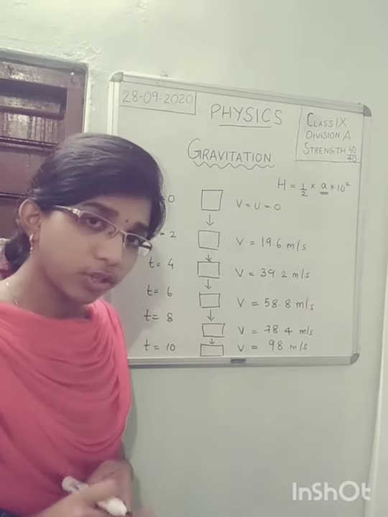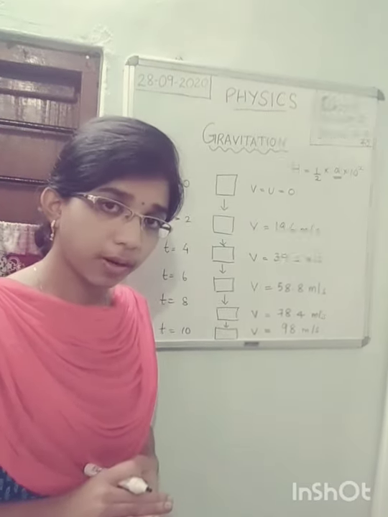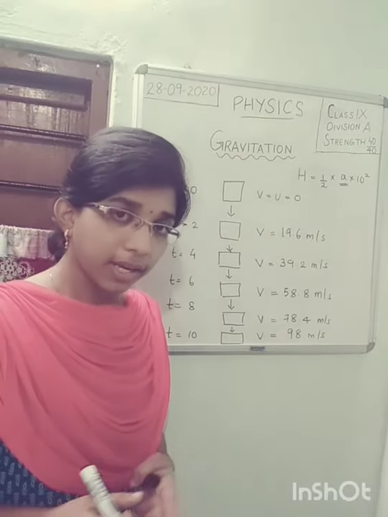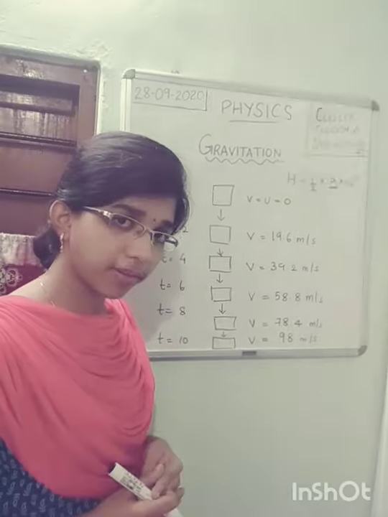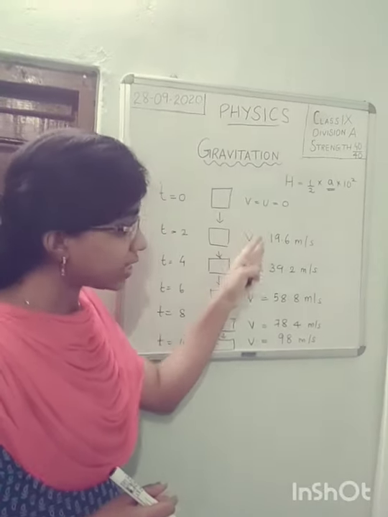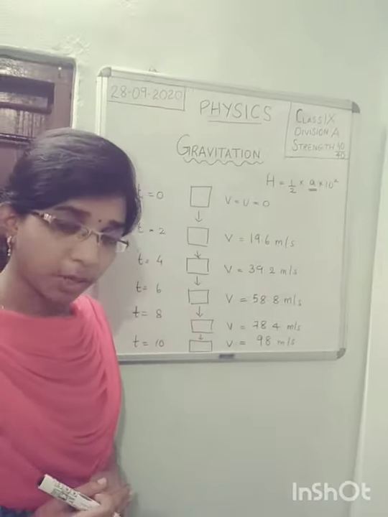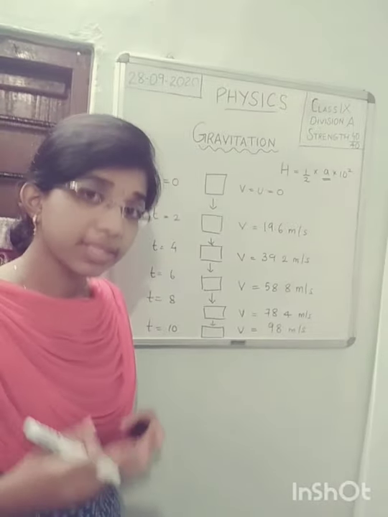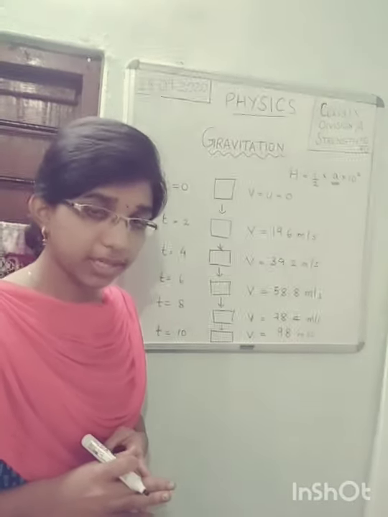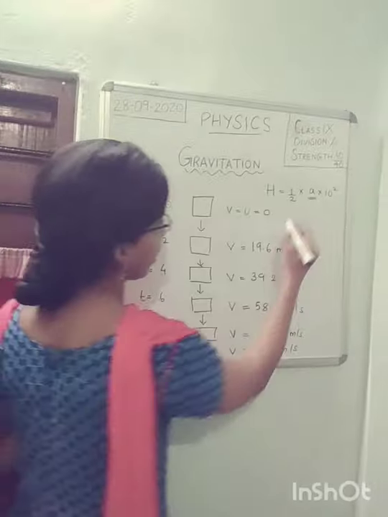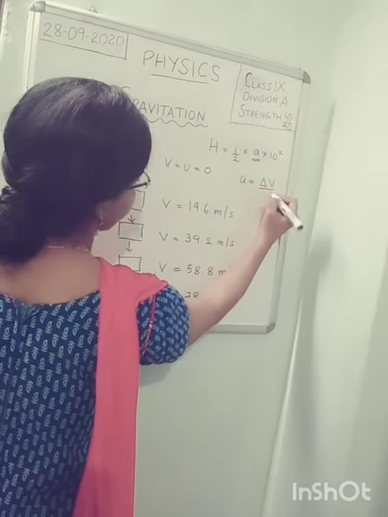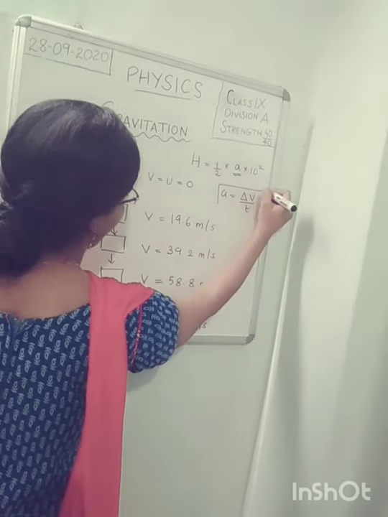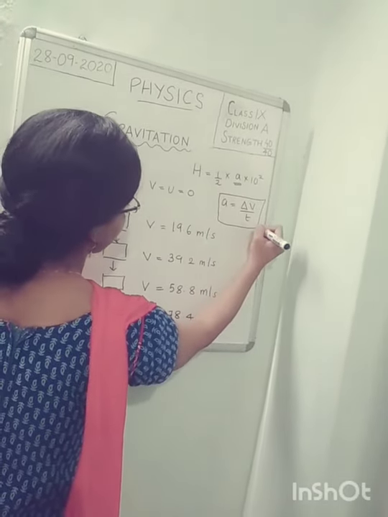So what is the change of velocity with respect to time called? Acceleration, right? Is the body accelerating? Is the velocity increasing or decreasing with time? The velocity is increasing with respect to time, so we say that the body is accelerating. Acceleration a is the change of velocity with respect to time. We have learned this in our previous class.